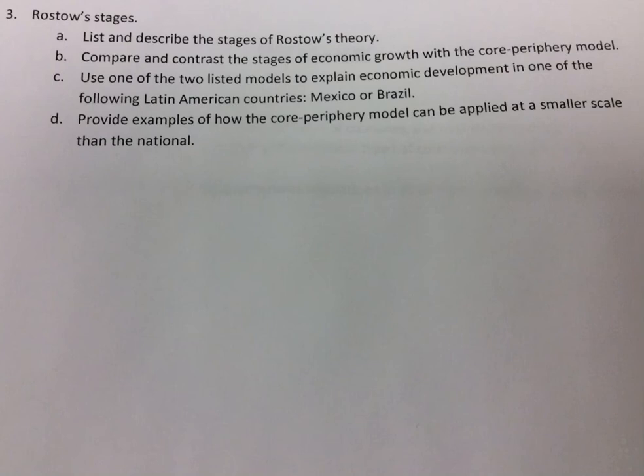Letter D, provide examples of how the core-periphery model can be applied at a smaller scale than the national level. I'm going to give you a lot of examples. Number one, if we look at the core, you can compare that to the central business district, which we'll get to in the next unit, the CBD. Or the periphery as the zone of transition, residential zone, or the suburb zone. Number two, in the core, you look at the city. Periphery: suburb, edge city, or rural hinterland.